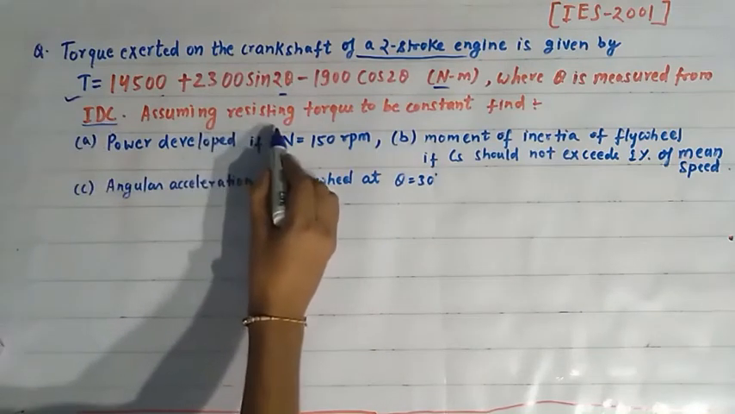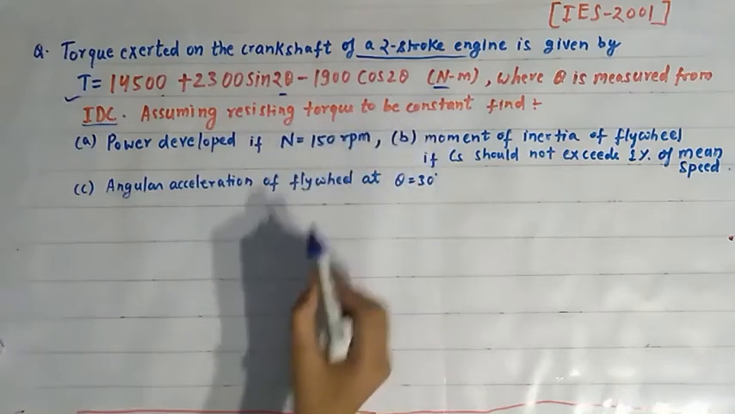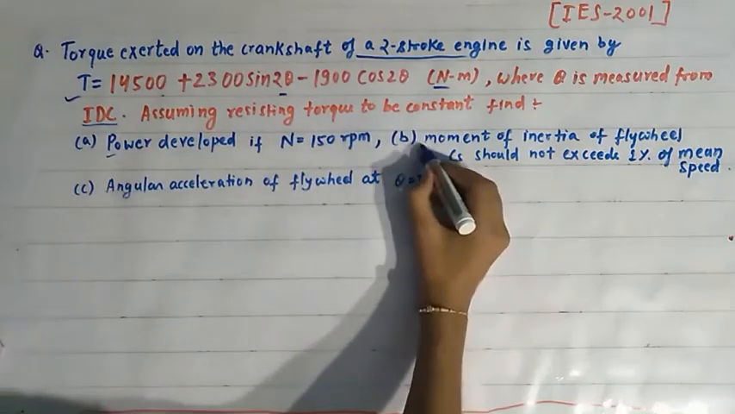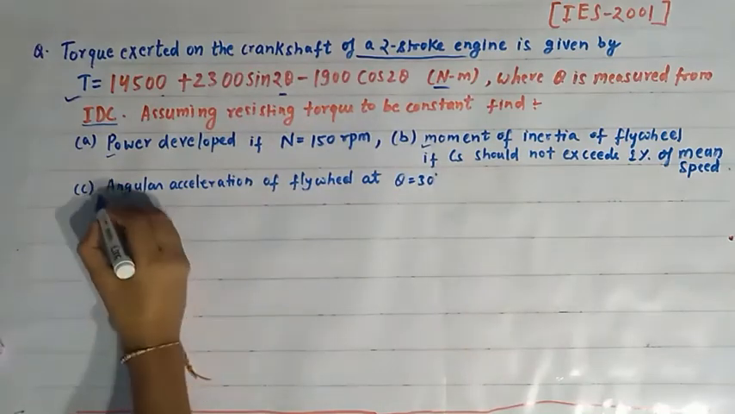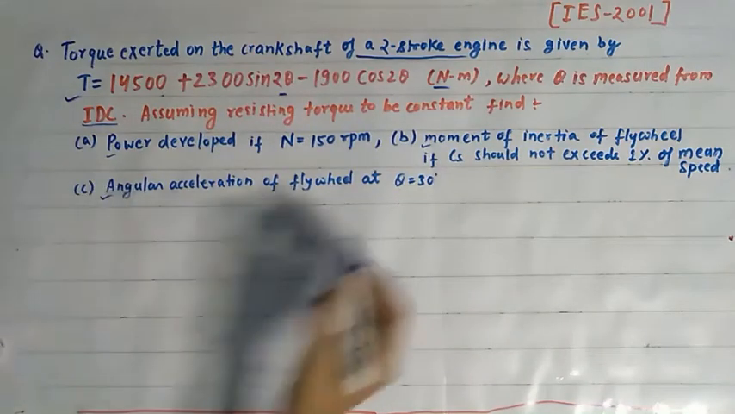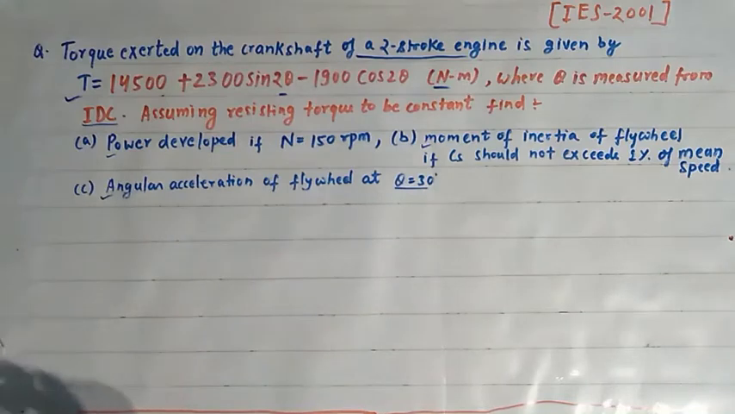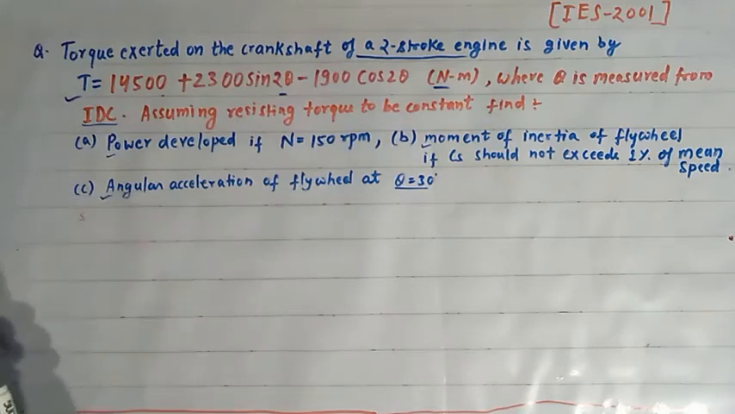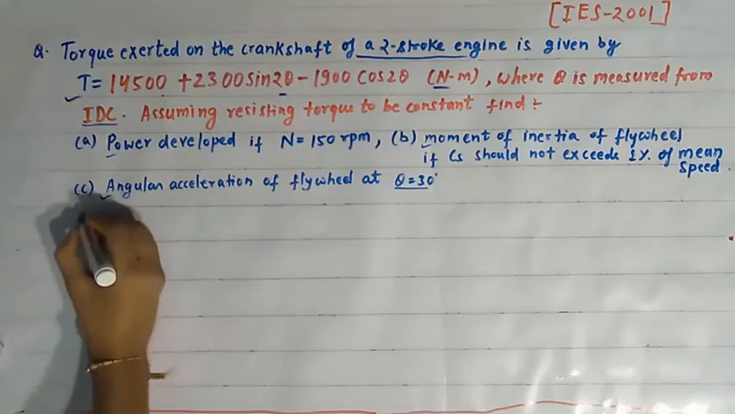Assuming the resisting torque to be constant, we have to find the power developed, the moment of inertia of the flywheel, and the angular acceleration of the flywheel at theta equal to 30 degrees. We will solve this problem in a step by step manner. So first, let us start from step number 1.